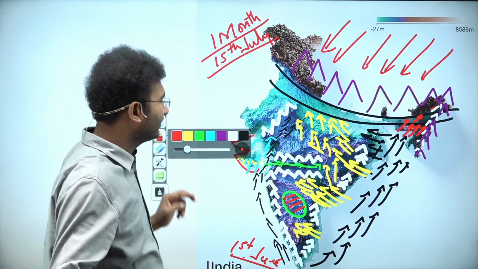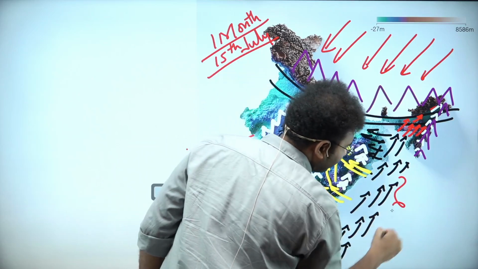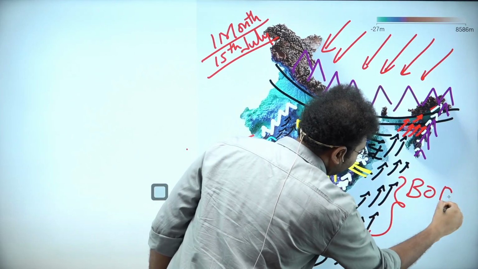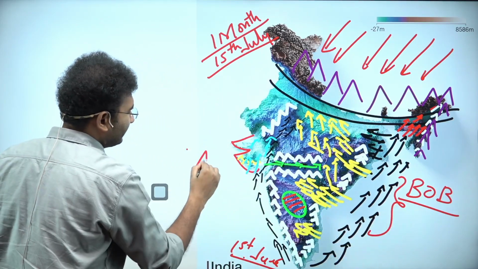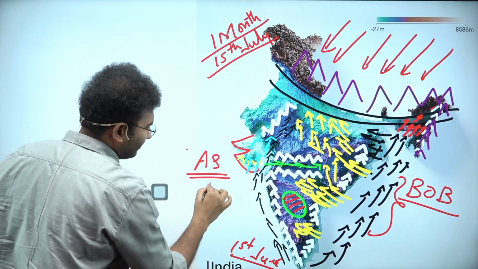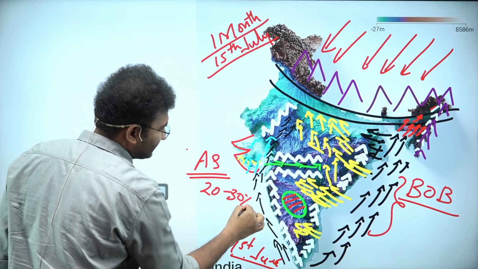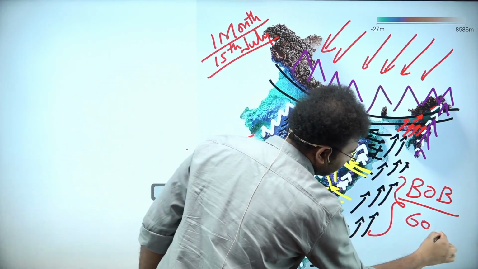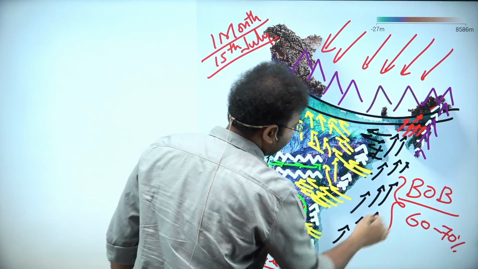But the majority of the rainfall is given by the Bay of Bengal wing, which will give you high rainfall. The Arabian Sea wing will only give 20 to 30% of the rain. 60 to 70% of the rain is given by the Bay of Bengal wing.